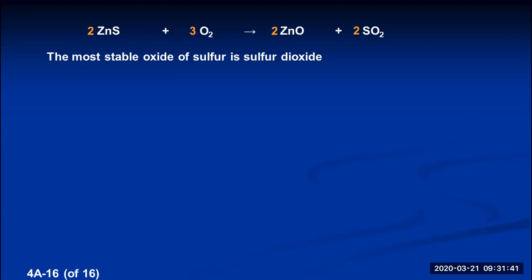Zinc sulfide is an ionic compound. Ionic compounds have strong ionic bonds, high melting points. It's going to be a solid. It's not aqueous. We didn't try to burn a water solution of zinc sulfide. They said you try to burn solid zinc sulfide. So it's not aqueous unless it says the substance is dissolved in water.